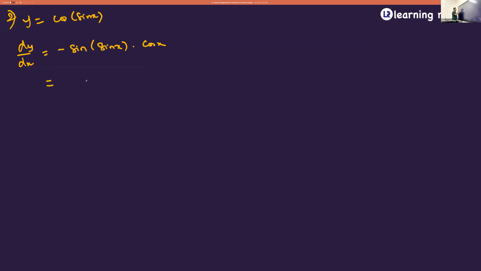Second problem, what is it? Cos of sine x. So what is dy by dx? Look at the outside function. Derivative of cos is minus sine of sine x into derivative of sine x, which is going to be cos x. So the answer will be minus cos x into sine of sine x. So this will be the answer.